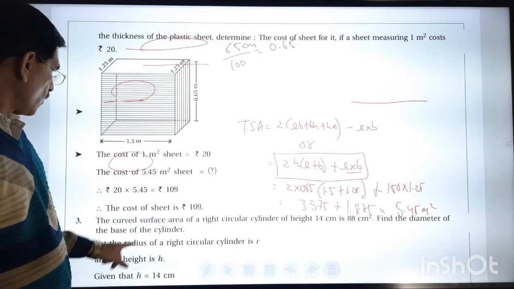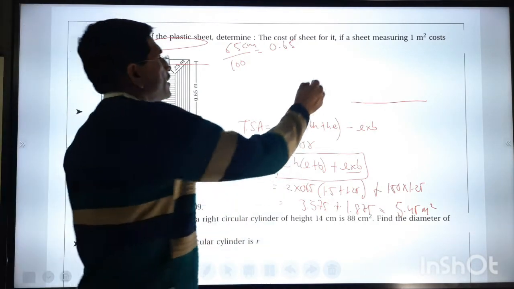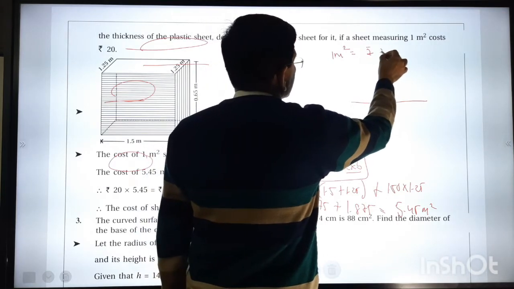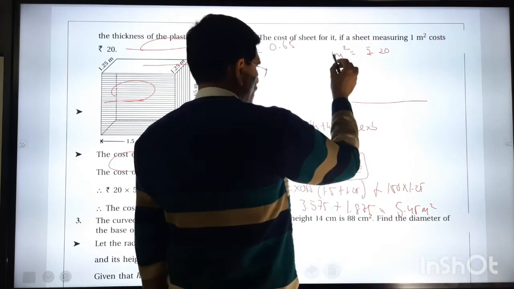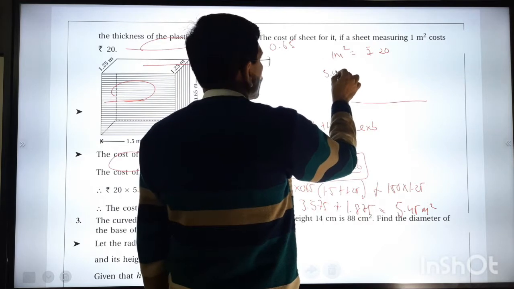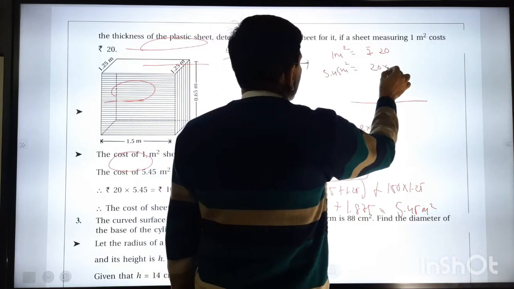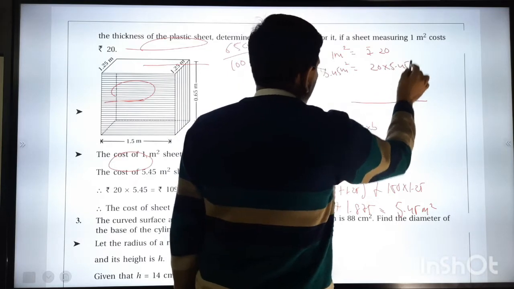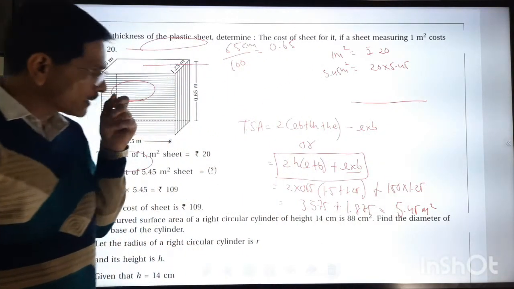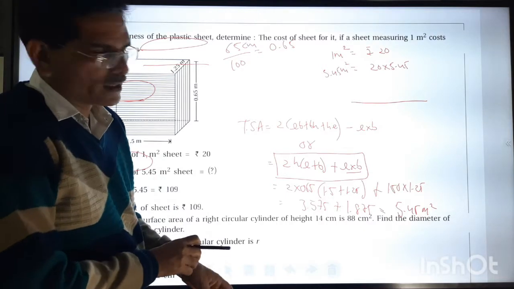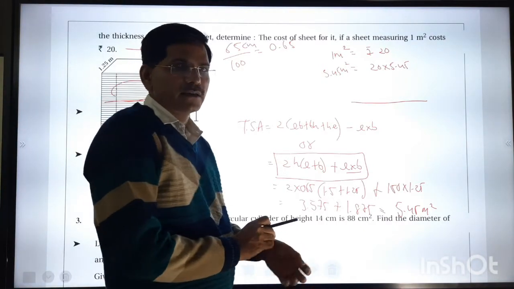Now the cost of 1 square meter is 20 rupees. Then 5.45 square meters is equal to this. So 20 multiplied by 5.45, we get 109 rupees. We have already discussed that in class, but it's a type of revision, so you can understand it again.